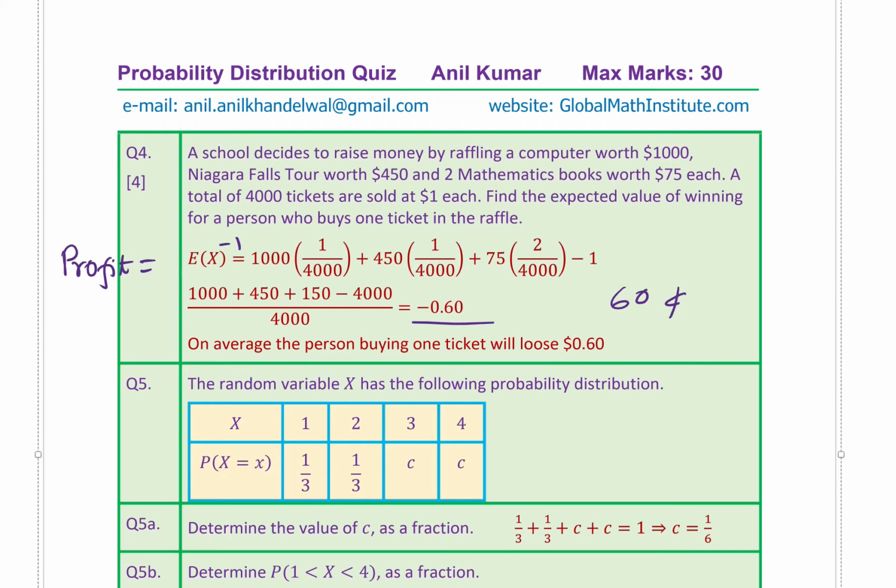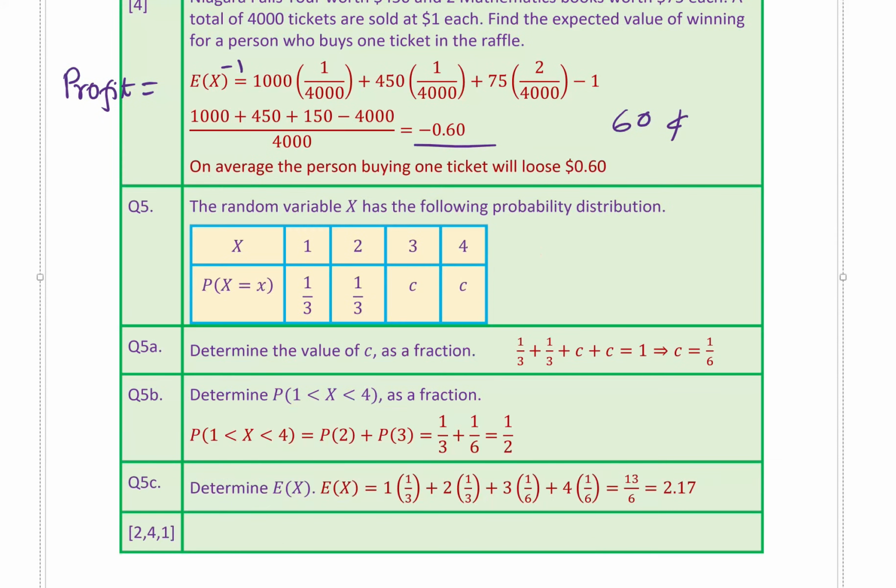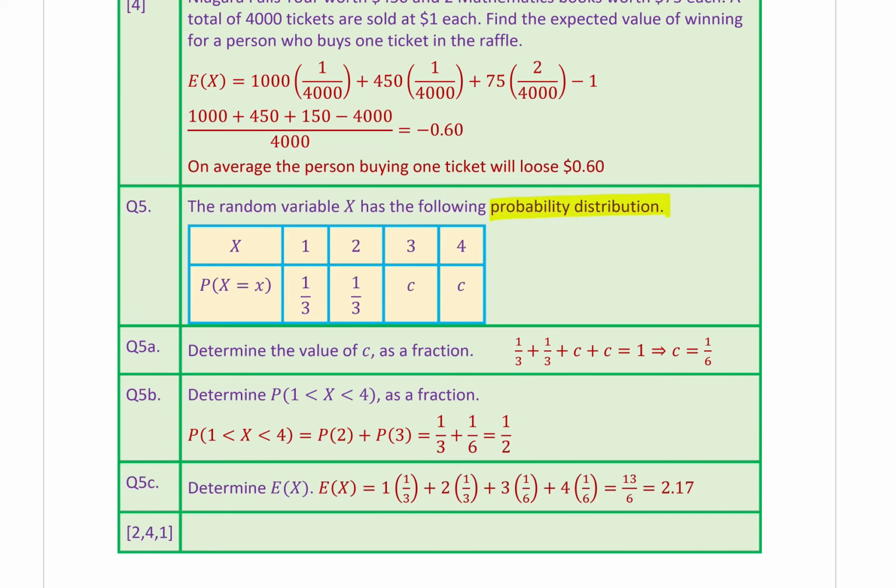Now let's look into question number 5. A random variable x has the following probability distribution. When x is equal to 1, the probability is 1 over 3, for 2 it is 1 over 3, and for 3 and 4, the values are C. Question 5a is: determine the value of C as a fraction.